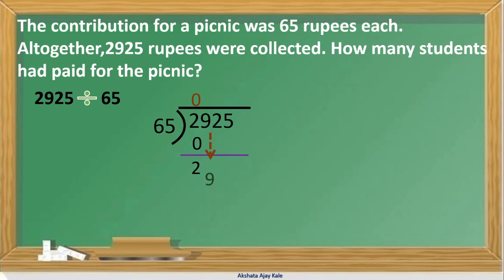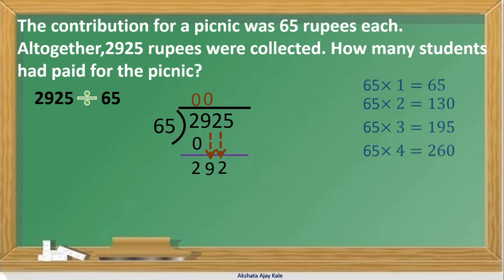So we will take 9 down. Then also this is smaller than 65. So what we will do? Again we will multiply by 0. Then 292. This is larger than 65. Isn't it? What we will do? We will write here the 65 table. If you want to multiply by a bigger number, then be ready with the tables. Okay. Now see here. The nearby number to 292 is nothing but 260.